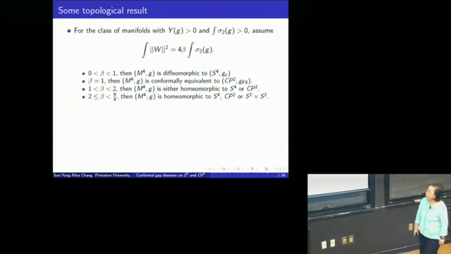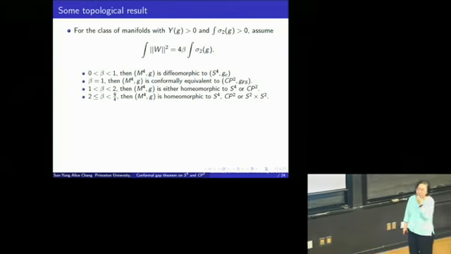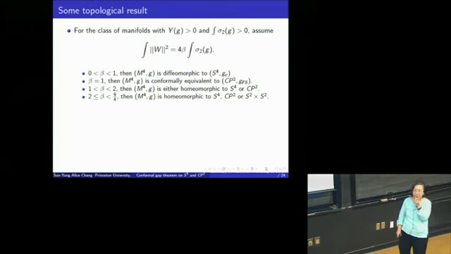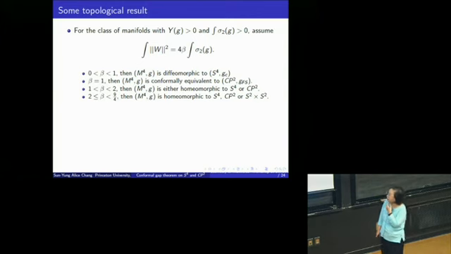Okay. So now let me mention some topological results. Suppose we look at the ratio of these two functionals, and we call the ratio beta. Then we already know if beta is between 0 and 1, the manifold is diffeomorphic to the four-sphere. And if it's equal to 1, then it's actually CP2, conformally equivalent to CP2.